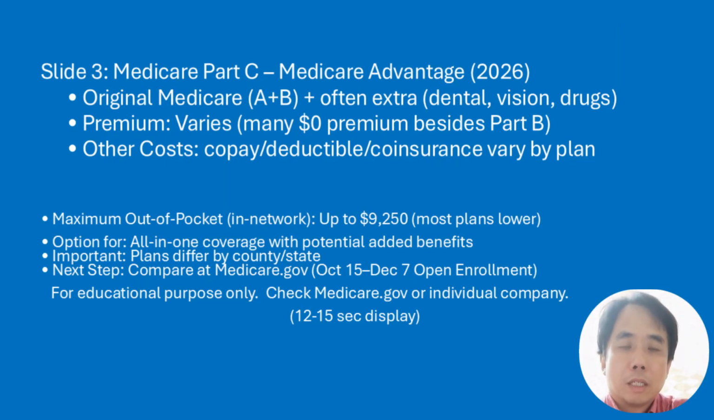This is Part C. Part C means a combo of Part A, B, and often Part D with extra benefits like dental or vision, etc. Part D means drug coverage. Part C is also called Medicare Advantage plans, or MA. They use maximum out-of-pocket, so-called MOOP, as a capping tool to protect original Medicare Part A and B. In 2026, the newest MOOP is $9,250.